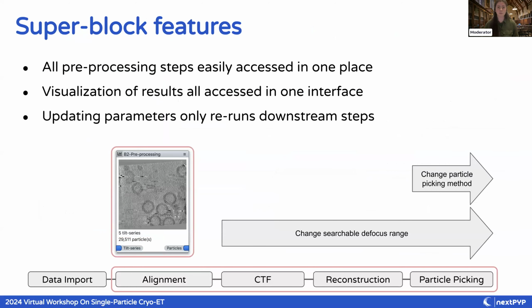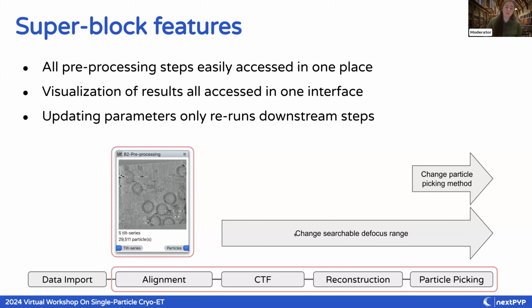So the reasons that we use a super block, again: it's automated, it's faster. All the pre-processing steps are easily accessed in one place, and you can visualize all your results in one place. One thing we would point out is that when you update parameters, it's only going to rerun downstream steps. So say I want to change my searchable focus range, it's going to keep my alignment and save that, and it's not going to update it or rerun it. It's just going to rerun CTF, reconstruction, particle picking.